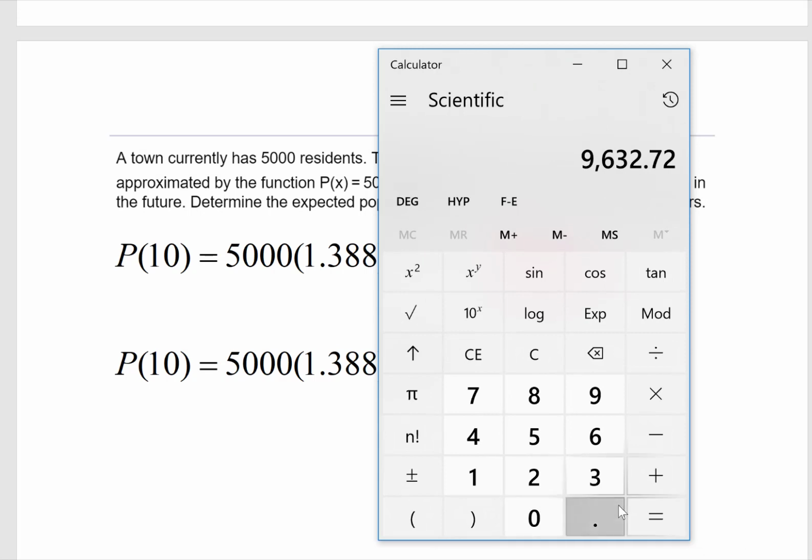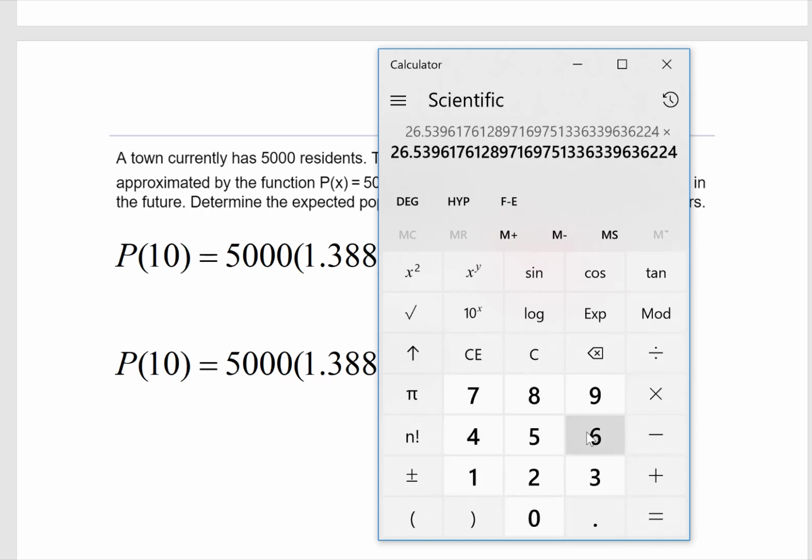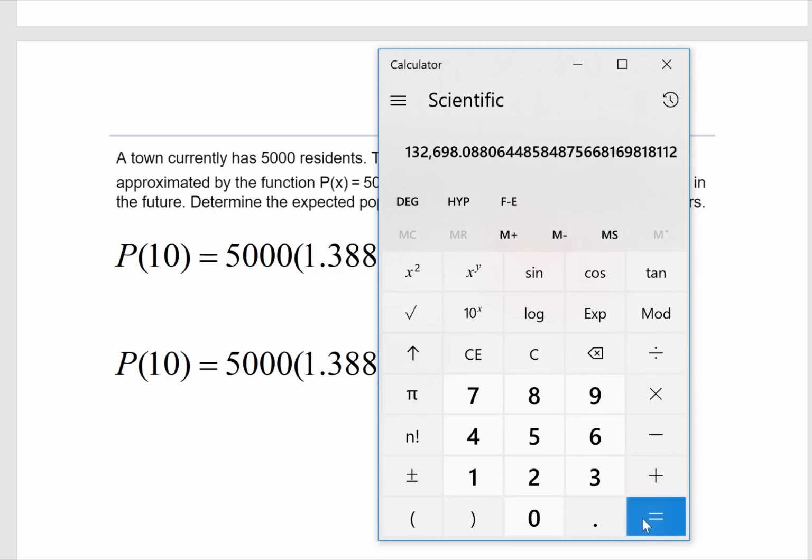And then in 50 years, again, I need to simplify the exponent first. So I'm going to take 0.2 times 50. So this time my exponent is 10, so I'm going to take that base of 1.388, raise it to the 10th power, and multiply by the starting population, which was 5,000, and I get a population of 132,698.